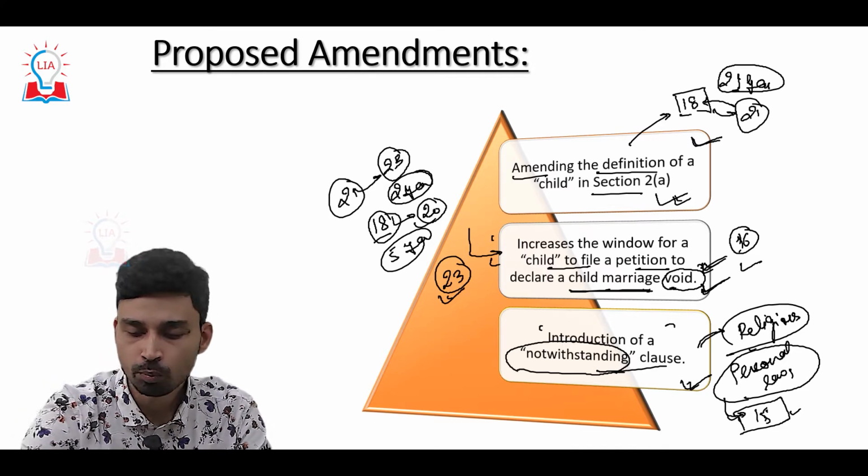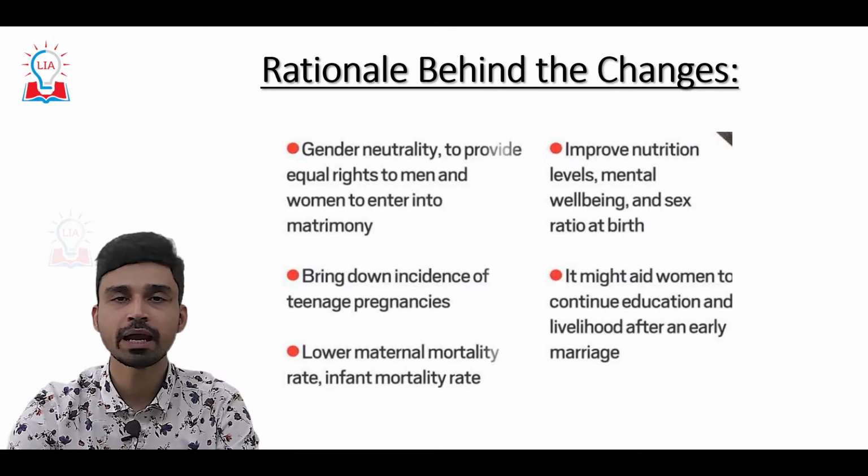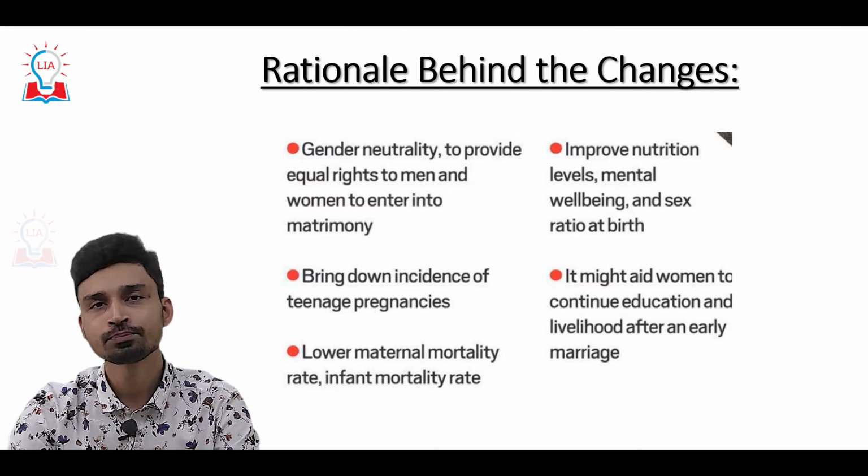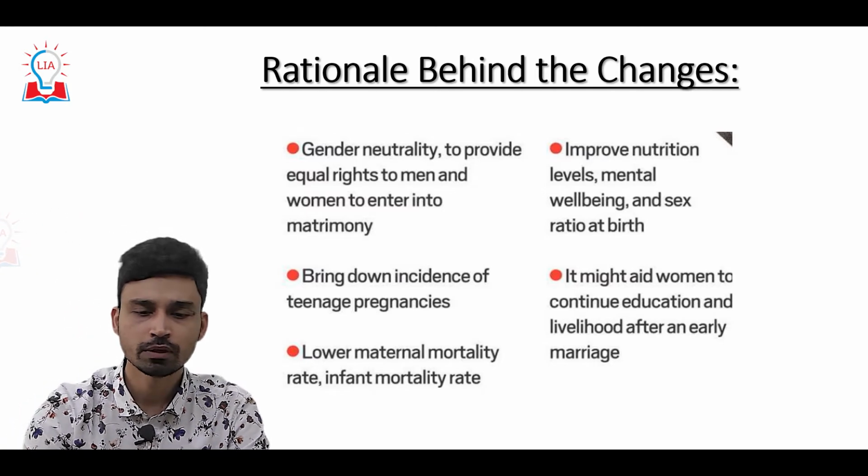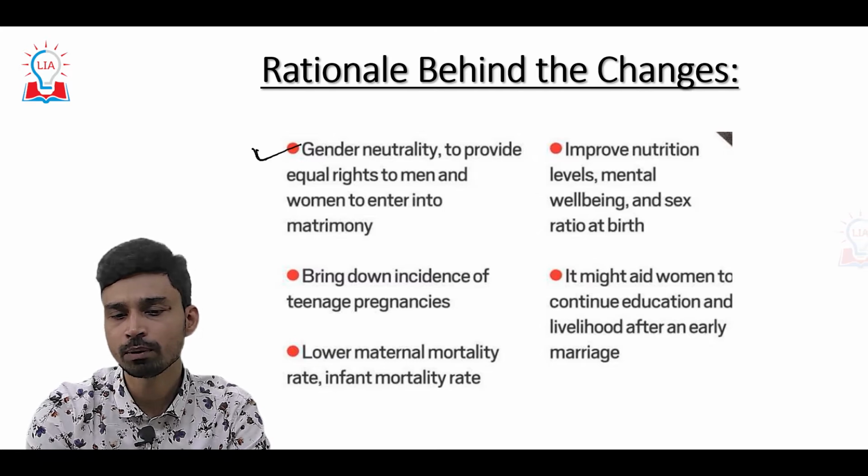Now, what is the rationale behind the changes? Why did the government want to amend the marriage age of the girl? First of all, the government has said that it will promote gender neutrality.